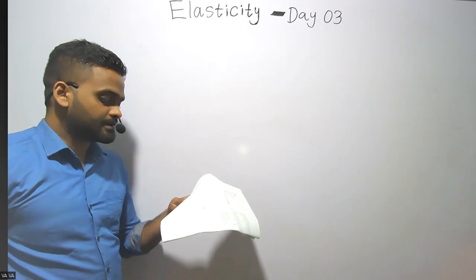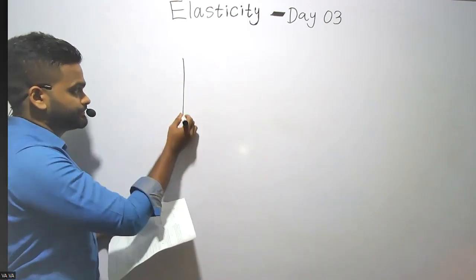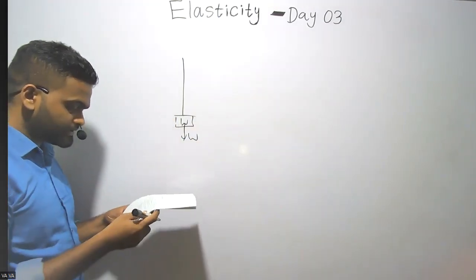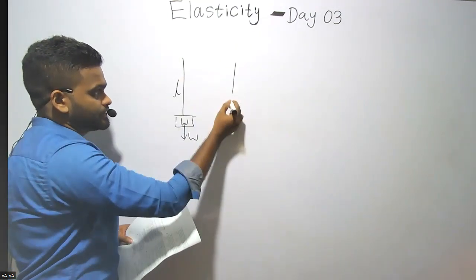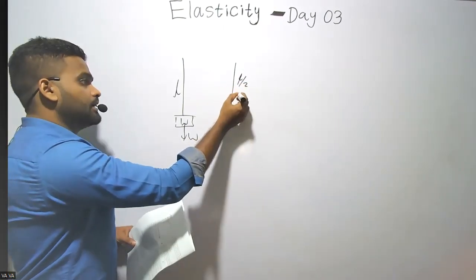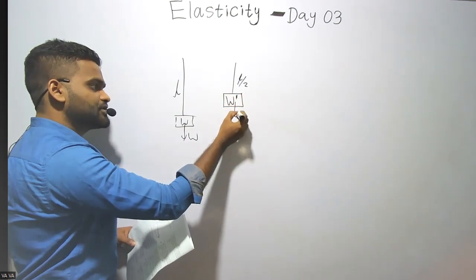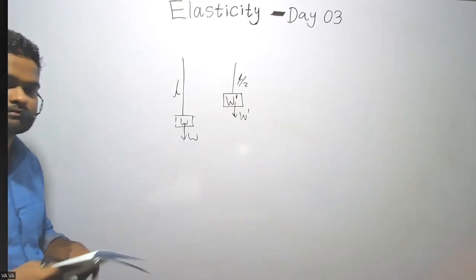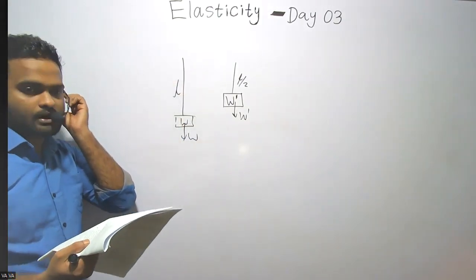In the question they say a string can bear a load of W without breaking. If the string is broken in half, so if this length is L, for the other string it is L over 2. What they ask is the maximum load, let's say W dash, that can be held by this half of the string, right? So what is going to happen here?